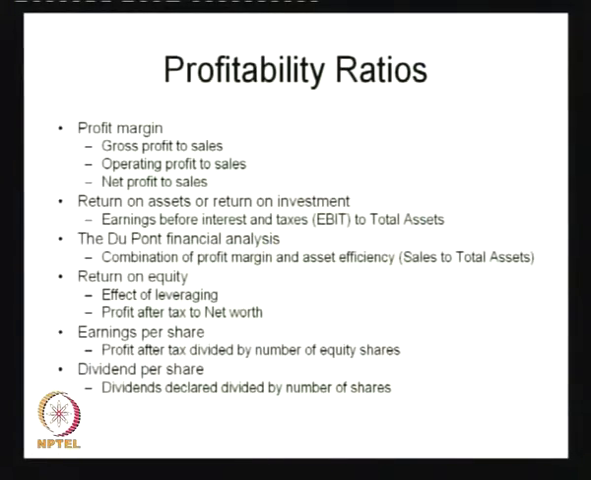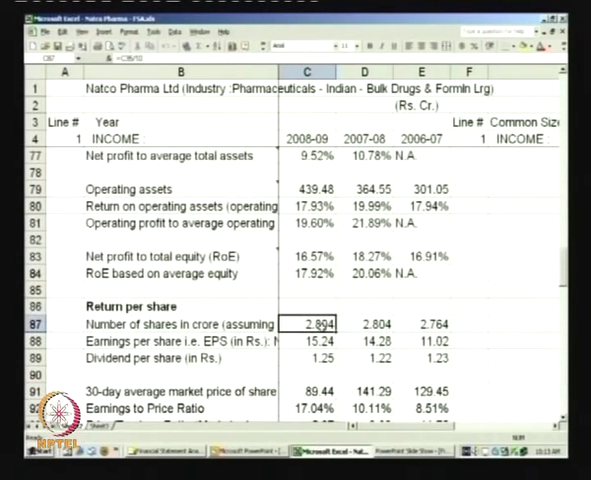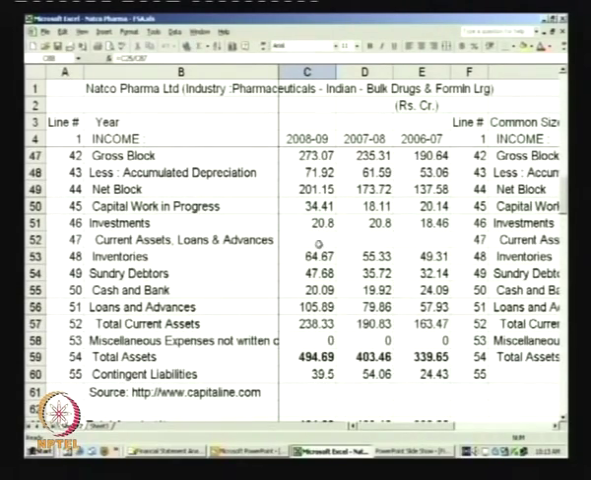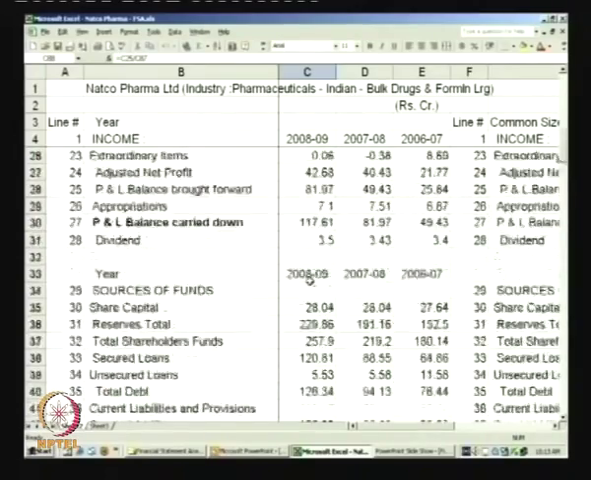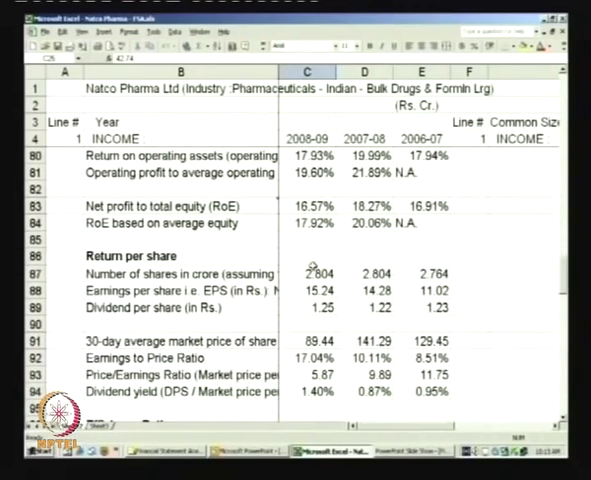So, if you look at our example of Natco Pharma, we have the number of shares in this case as 2.804 crore, and the earnings per share, which is nothing but the profit after tax, that is 42.74 in the latest year, divided by the number of shares, 2.804. So, the earnings per share of this company is 15.24 in the latest year, which has actually gone up from 11.02 in 2006-7, to 14.28, and now it has moved up to 15.24.